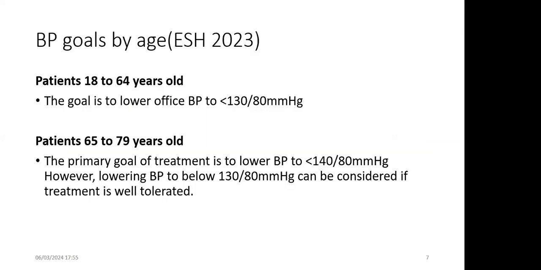So we have some treatment goals when we are treating patients who have hypertension. According to the European Society of Hypertension, 2023, patients who are 18 years of age up to 64 years of age, the goal of therapy for them is less than 130. Okay, less than 130 systolic, less than 80. Okay, and then for patients who are 65 years of age to 79, we tend to target less than 140 systolic and less than 80 diastolic.